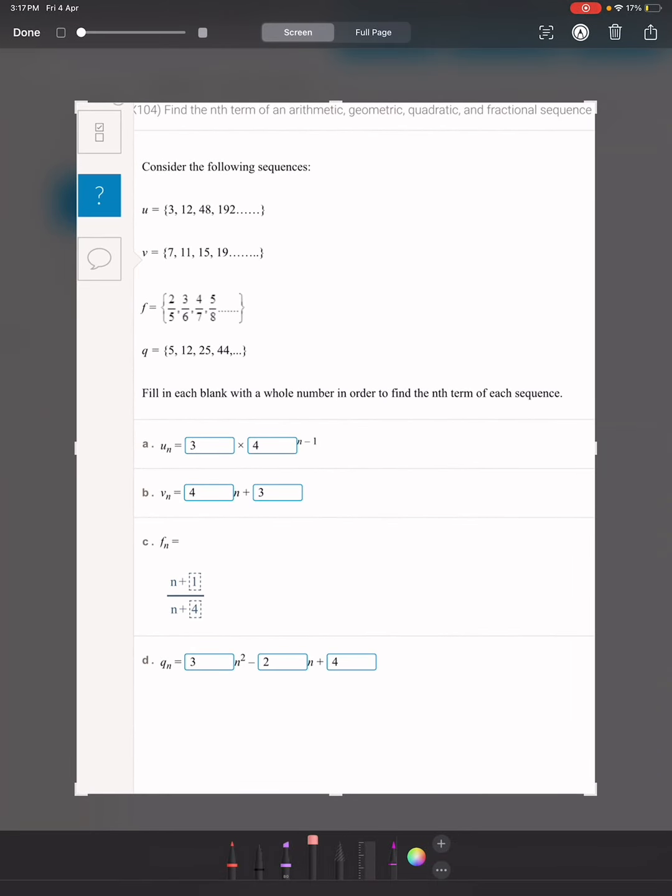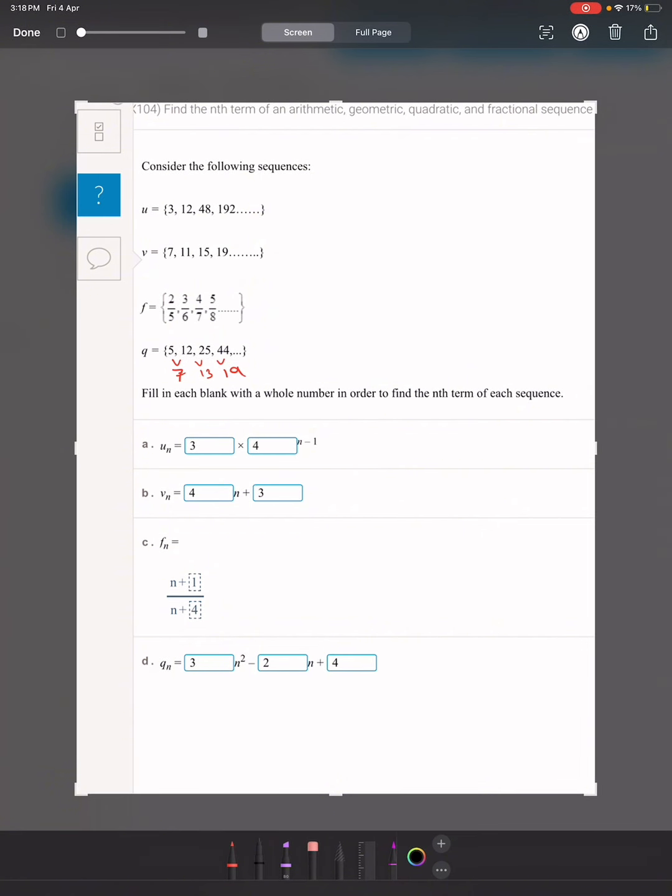Okay, so for the last part, here they want q. So let's see what sequence it is. First thing we're going to do is see if it's arithmetic, okay? So we're going to do 12 minus 5, which is 7, and then 25 minus 12, which is 13, and then 44 minus 25, which is 19. They're obviously not equal, so this is not an arithmetic term.